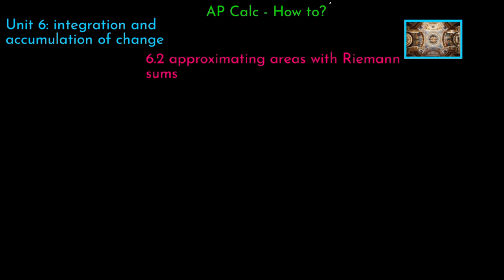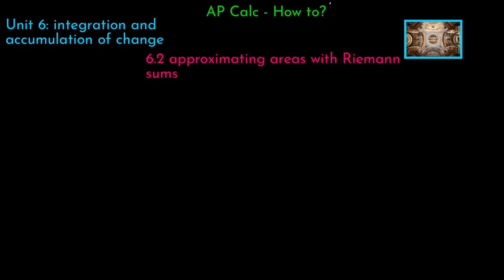Let's go. This tool ultimately helps us to estimate a total value even when we don't know the exact antiderivative. So by the end, you'll know how to do left, right, and midpoint Riemann sums and how to tell if your estimate is too high or too low. Let's jump in. When we integrate a function over an interval, we're finding the area under the curve.